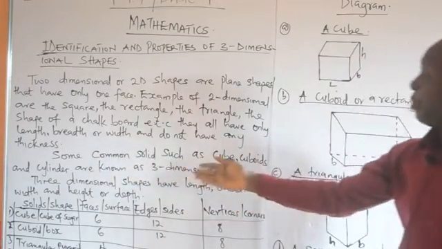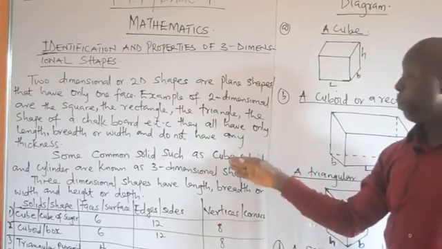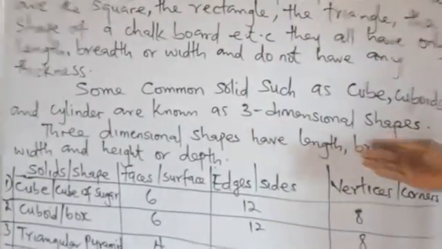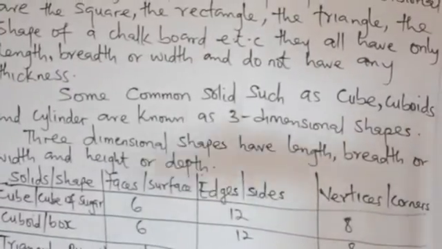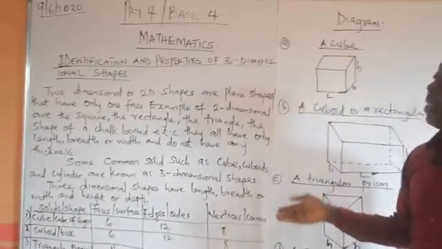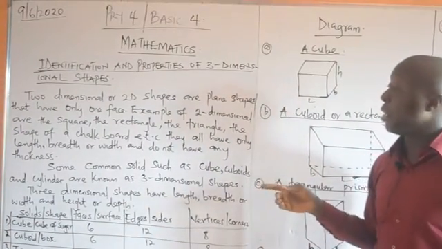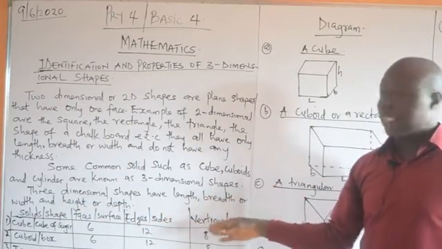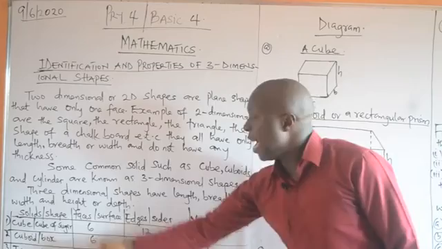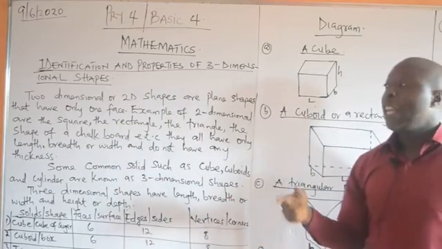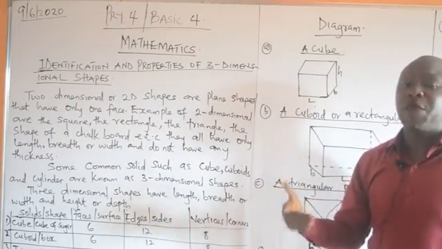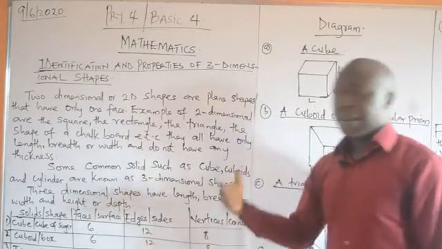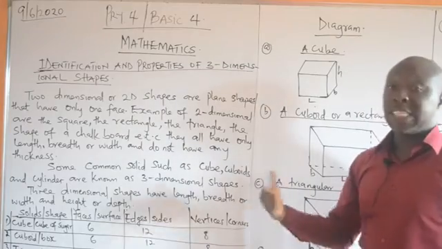Some common solid shapes, such as cube, cuboid, and cylinder, are known as three-dimensional shapes. Three-dimensional shapes have length, breadth or width, and height or depth. If you want to identify three-dimensional shapes, they have length, breadth, and height or depth.